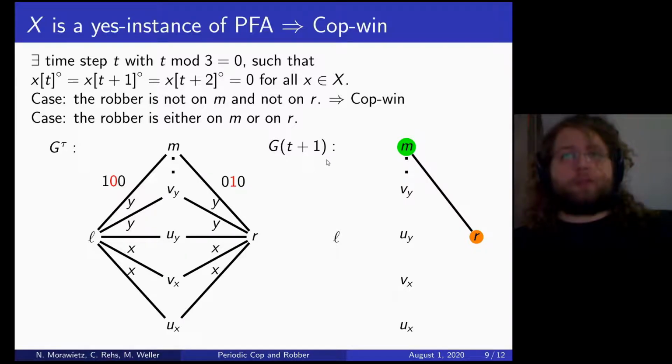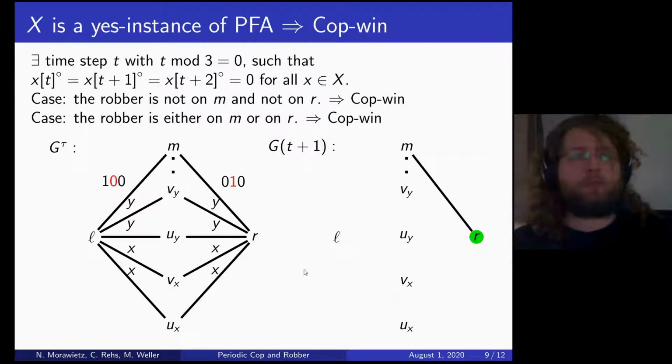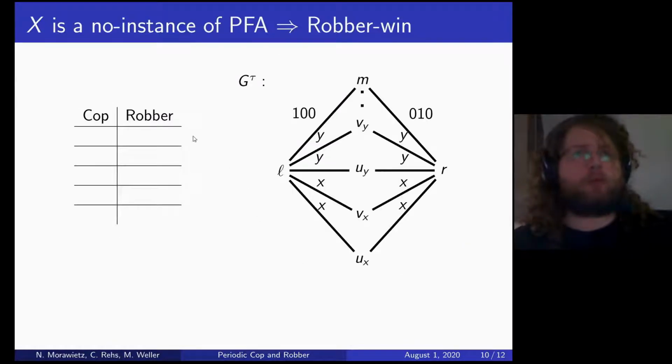So at time step T plus 1, the edge between M and R is the only one existing. And, well, the cop moves first. So the cop moves from M to R, catches the robber, and wins the game. So, again, we have a cop winning strategy, and in all, if X is a yes instance, then the cop has a winning strategy. In the following, we suppose that X is a no instance of PFA, and we'll show that the robber has a winning strategy.